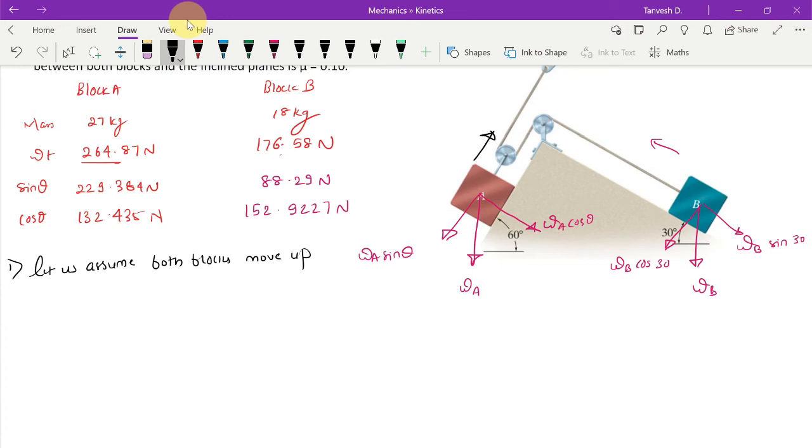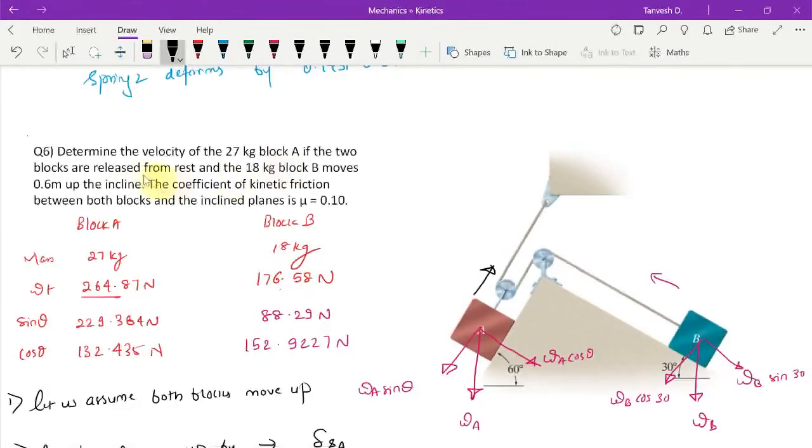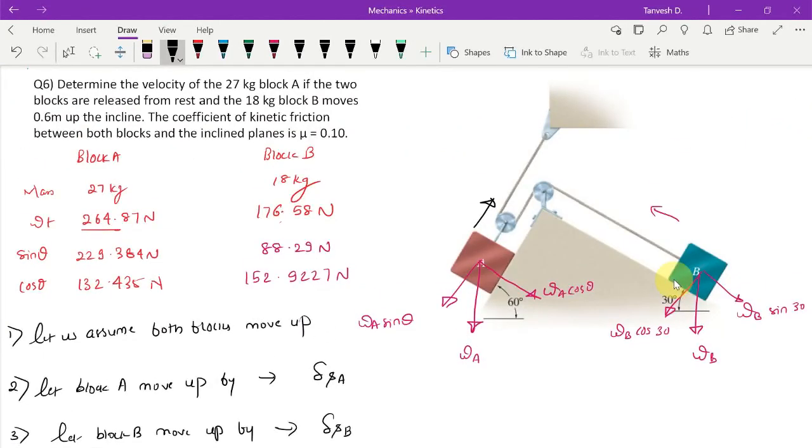Second, let us say that block A moves up by an amount delta SA, and third, let block B move up by delta SB. Delta SB is given to us, it is 0.6 meters, means that much is the change which is happening. Now we can write the equation for the lengths.